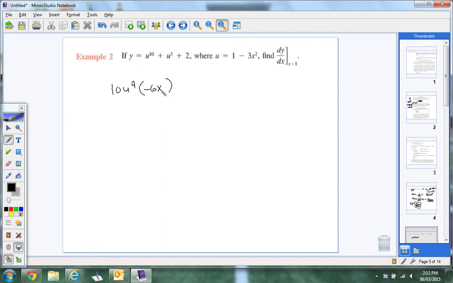Okay, continuing, take the derivative of the second term. That's going to be what? 5u to the 4th, again times negative 6x, because it's the same u. And the derivative of 2 is 0, so we don't have to worry about that. That's done. Now at this point, we can pull a negative 6x out because they both have one, just to make things a little simpler.